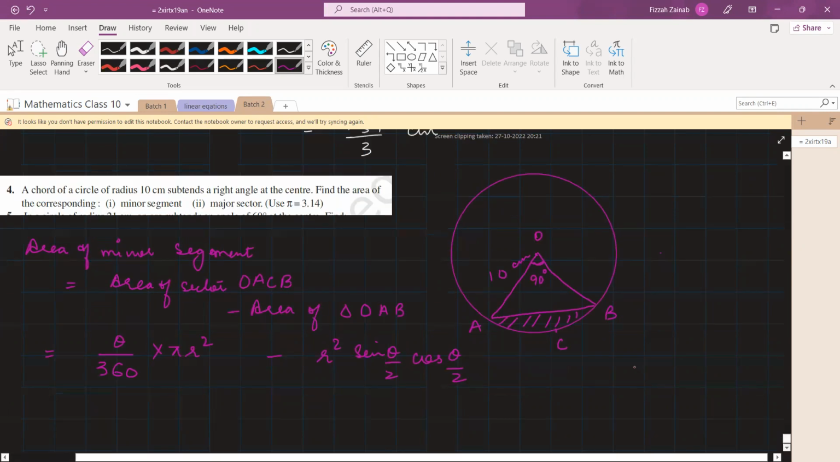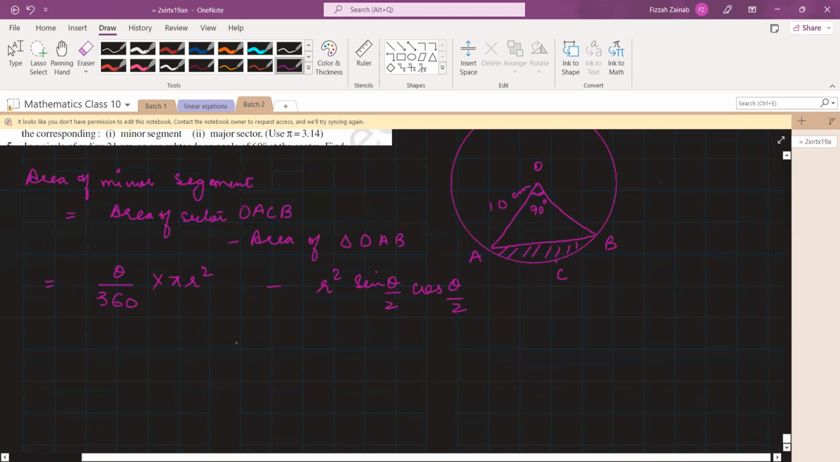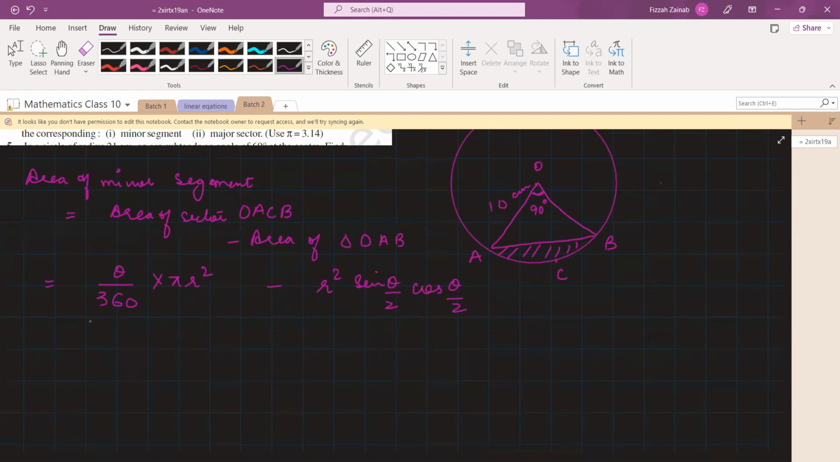Now in the question you have to use pi 3.14. There's only one pi, so you have to put it. And theta is given, which is 90 degrees. So 90 divided by 360. Pi you have to use 3.14. Radius is 10 centimeter, so 10 centimeter into 10 centimeter.